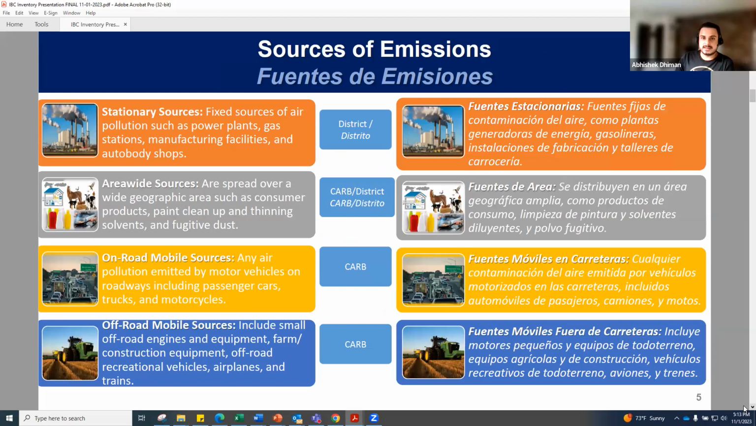So district and CARB staff have been working together to develop an emission inventory for the community to help understand existing sources of air pollution and where these occur in the community. Emission sources are divided into 4 major sources. The first one is stationary. Stationary sources are fixed sources of air pollution. For example, all the power plants, gas stations, manufacturing facilities, and auto body shops in the community would be examples of stationary sources. These are the sources that the district oversees.